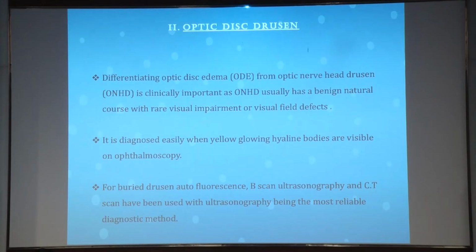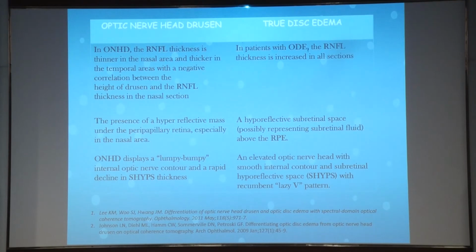Then another indication comes in patients of optic disc drusen. It is very essential to differentiate between optic disc edema and optic disc drusen because optic nerve head drusen usually has a benign course and there would be rarely any visual impairment or visual field defects. When we see a yellow glowing hyaline body over the optic nerve head, it is a very easy diagnosis. However, for buried drusens, B-scan ultrasonography and CT scan have been the gold standard so far. But upcoming could be OCT.